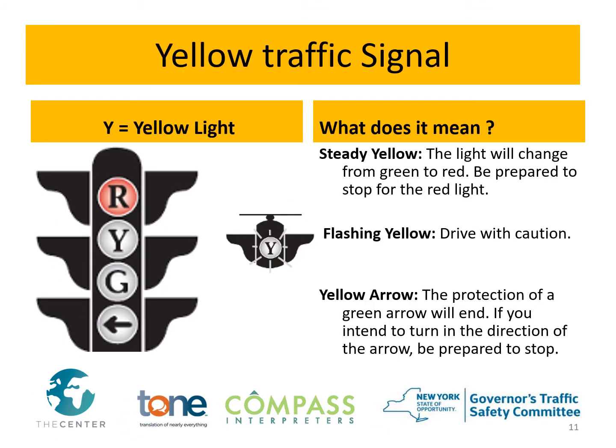Yellow traffic signal. Y equals yellow light. What does it mean? Steady yellow: the light will change from green to red. Be prepared to stop for the red light. Flashing yellow: drive with caution. Yellow arrow: the protection of a green arrow will end. If you intend to turn in the direction of the arrow, be prepared to stop.